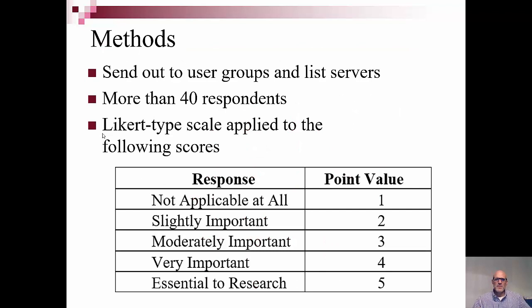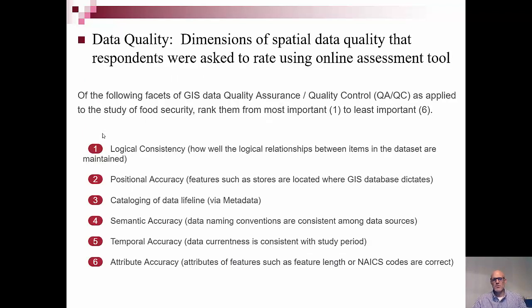And then our methods, we sent out to user groups and list servers. We got about 40 responses or so, and we just used a Likert type scale that applied the following scores, since some are very quantitative in nature. The not applicable at all earned a score of 1, all the way to essential to research earning a score of 5. And you can probably figure out what we started to do here.